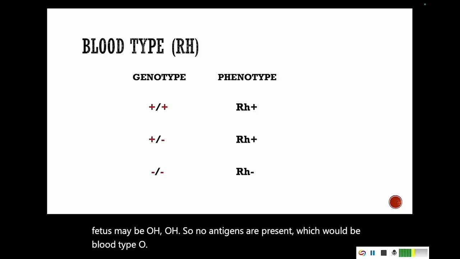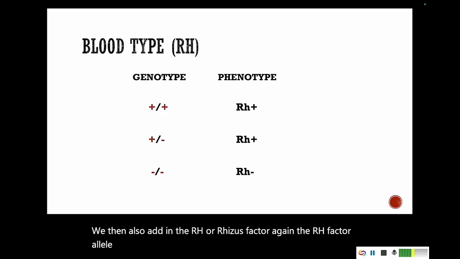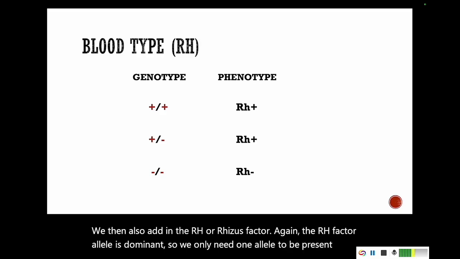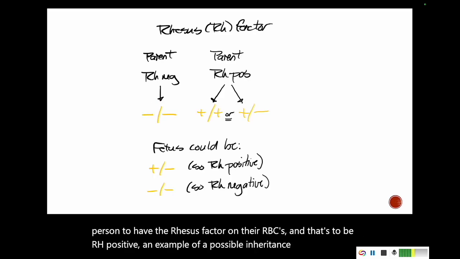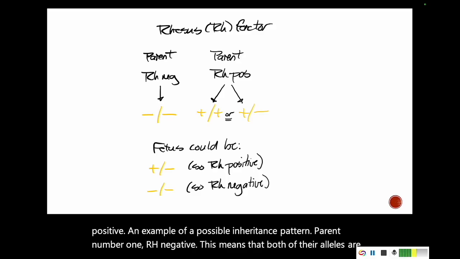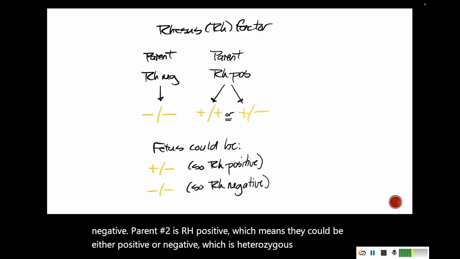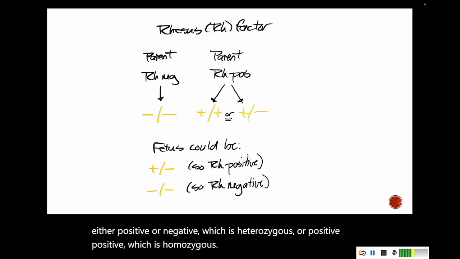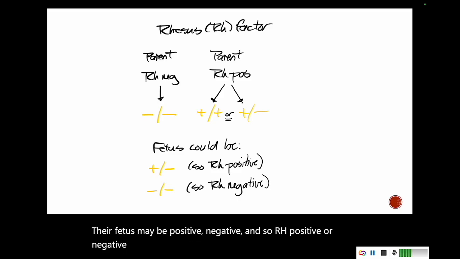We then also add in the Rh or rhesus factor. Again, the Rh factor allele is dominant, so we only need one allele to be present for a person to have the rhesus factor on their RBCs, and thus to be Rh positive. An example of a possible inheritance pattern: parent number 1, Rh negative. This means that both of their alleles are negative. Parent number 2 is Rh positive, which means they could be either positive negative, which is heterozygous, or positive positive, which is homozygous. Their fetus may be positive negative, and so Rh positive, or negative negative, and so Rh negative.